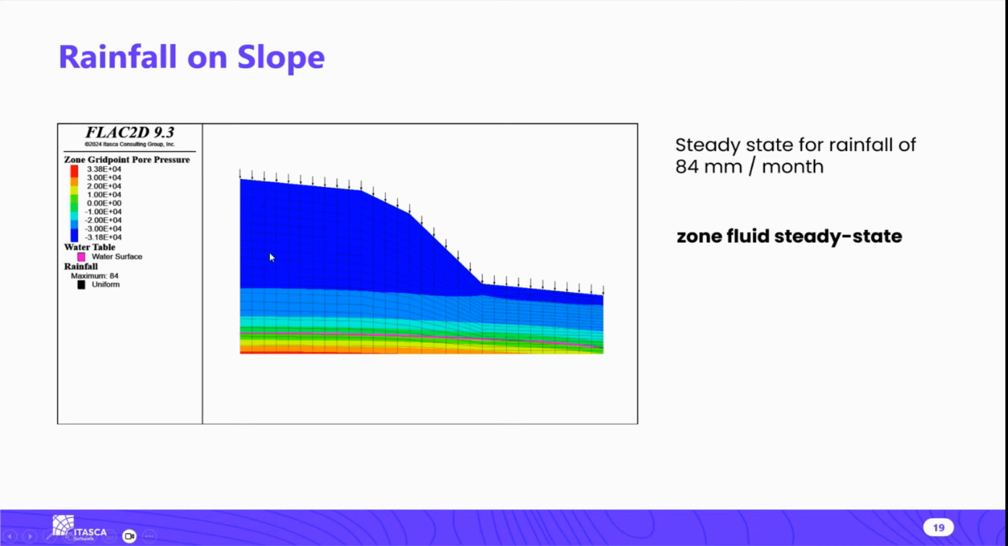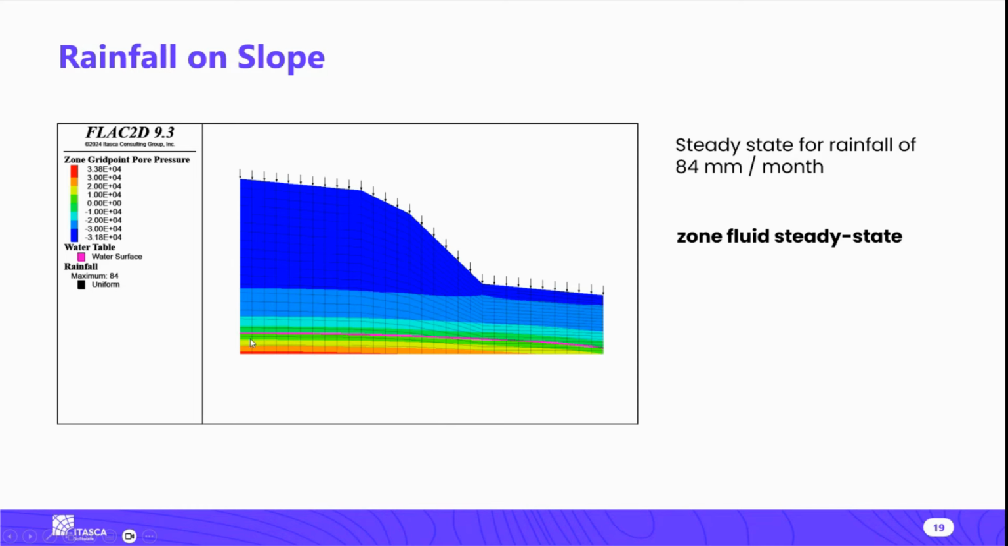So this is the plot I showed before. This is the slope with 84 millimeters per month of rainfall. So you just give a discharge boundary condition on the top surface here. And in this particular case, I can just say zone fluid steady state, right? And it gets to the steady state case almost instantly. And the steady state case looks like this.